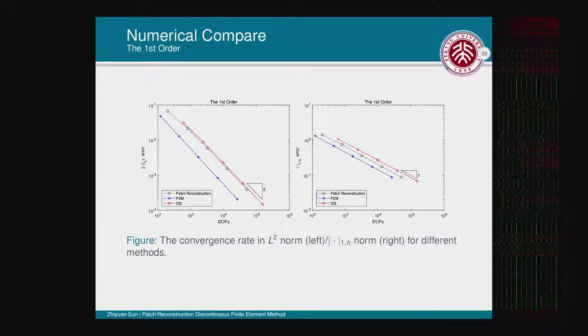So this means that the nearer a line is to the left, the better that method is. It can achieve the high order with fewer degrees of freedom. So this is what it means. In the first order approximation, our method and the DG method are much worse than the conforming finite element method. But all the convergence orders are the same. It has second convergence order in the L2 norm and first convergence order in the H1 semi-norm.